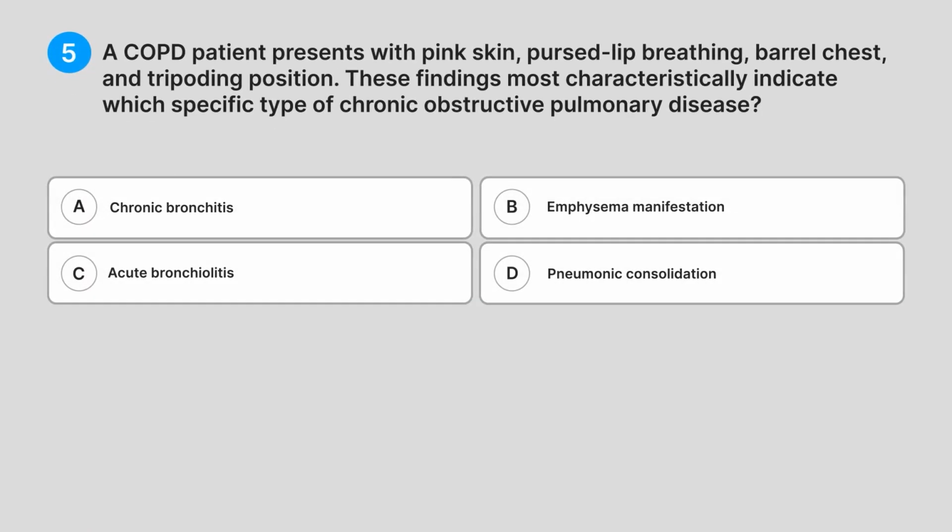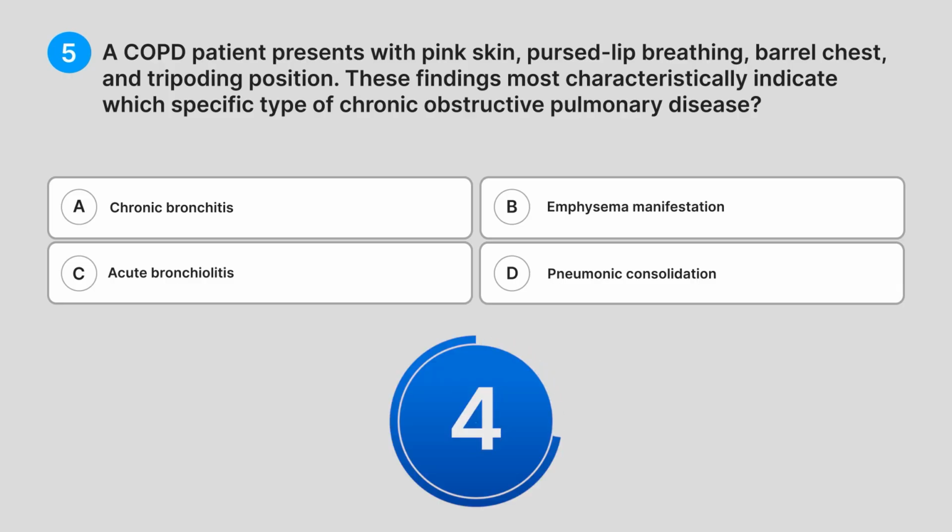5. A COPD patient presents with pink skin, pursed lip breathing, barrel chest, and tripoding position. These findings most characteristically indicate which specific type of chronic obstructive pulmonary disease? A. Chronic bronchitis. B. Emphysema manifestation. C. Acute bronchiolitis. D. Pneumonic consolidation. Can you guess the answer?